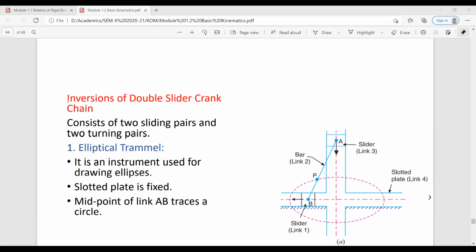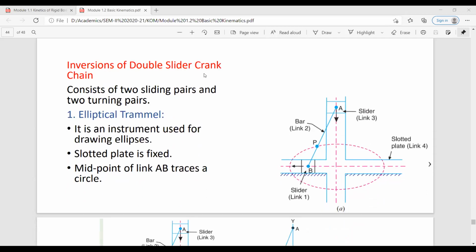So last time we have seen the inversion of the double slider crank chain and how this chain is made: there is one slotted plate in which slots have been cut and two sliders are provided in them, which are connected with the help of one bar. So it will be known as the double slider crank chain. We have seen two inversions of this chain.